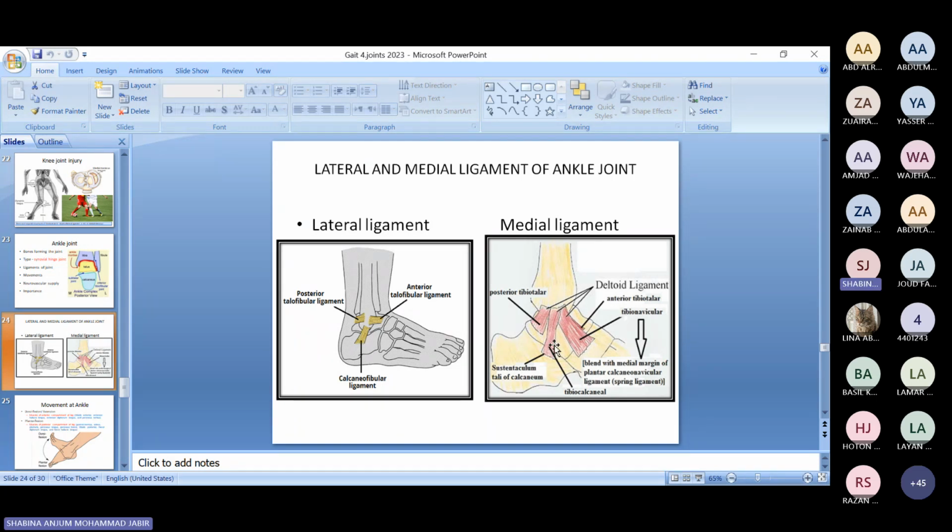Then what about medial? Medially we have an important ligament called the deltoid ligament. It runs medially from the medial malleolus to the calcaneum, to the talus, and to the navicular bone.